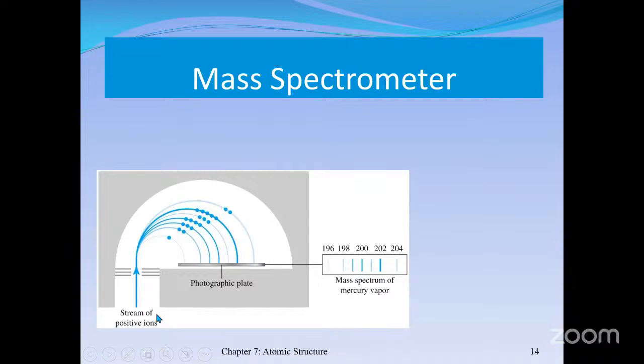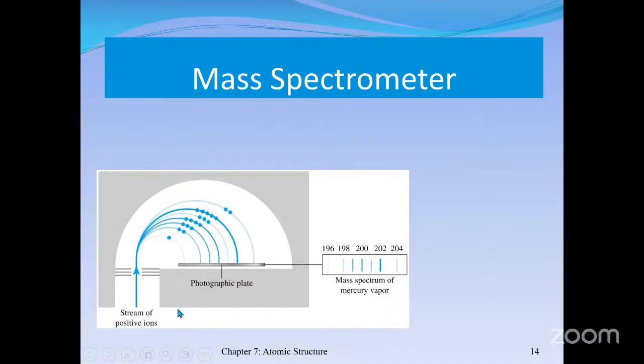Now, the effect of the magnetic field on the ions is that its pathway deviates from a straight line into a kind of circular pathway. And what you'll find is that the lighter elements will have a smaller radius in terms of the pathway, and then the heavier the isotope, the greater will be the radius of the pathway, all right?